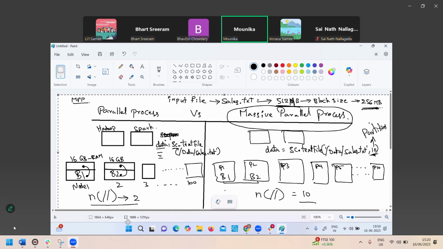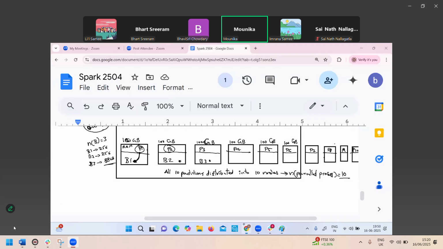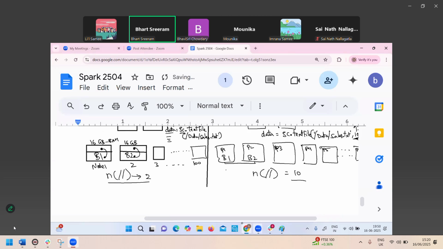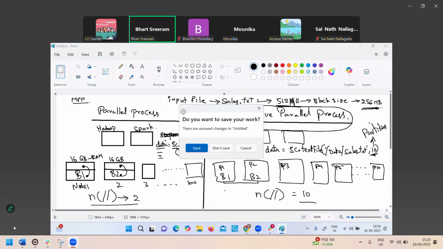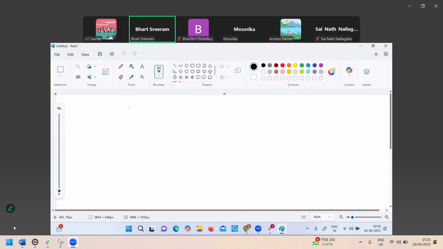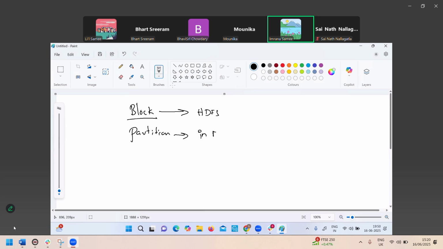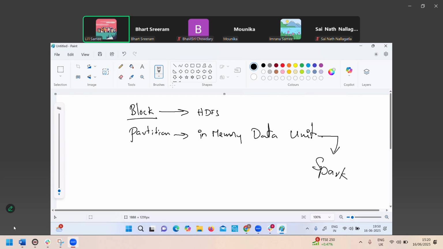Sir, can the partition size be greater than the block size? Actually, block is a word related with Hadoop. In Hadoop, what is the storage? Whenever we call it a block, it is related with Hadoop, HDFS. Whenever you call something a partition, what is this? In-memory data computing unit. This is about Spark. Understand?